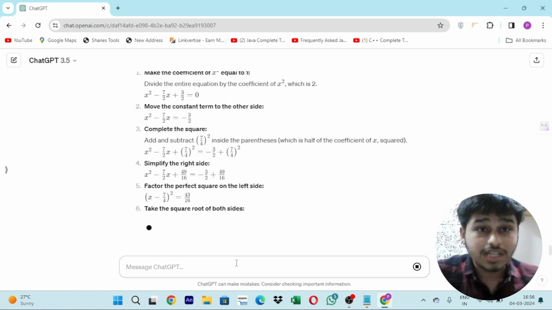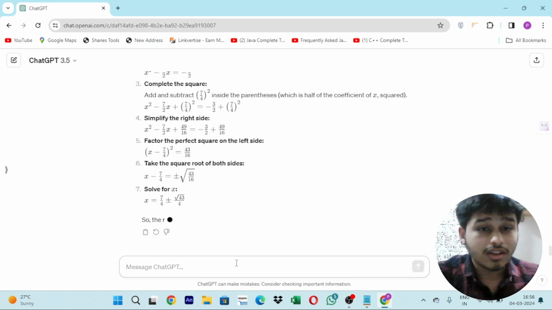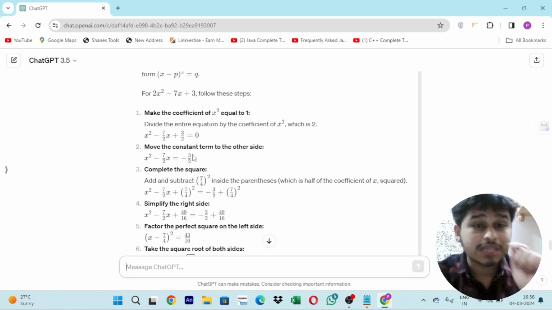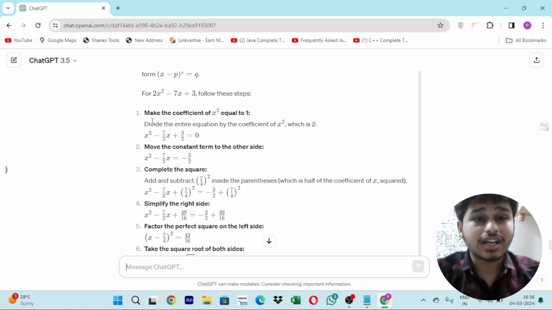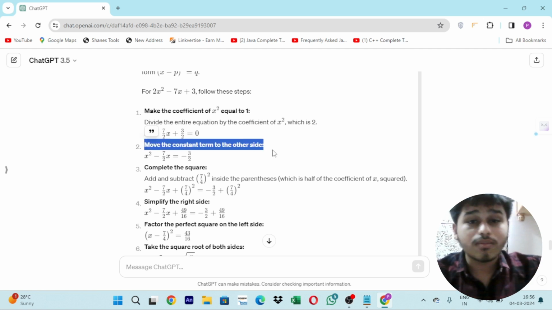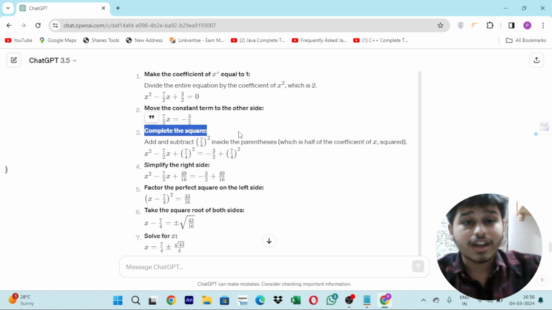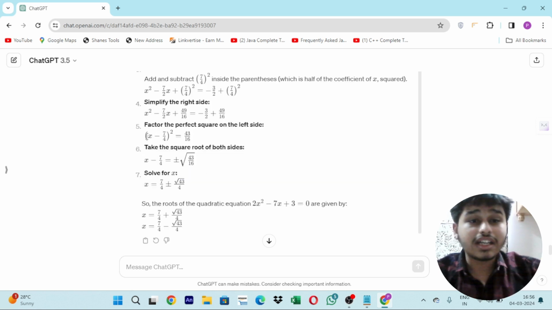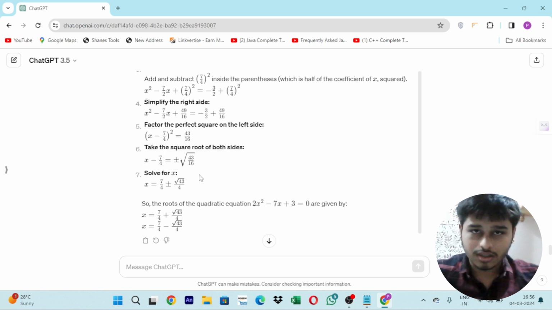Now ChatGPT is doing the calculation, and you can see it is explaining step by step how to do it. It is explaining every step deeply and briefly. Make the coefficient of x square equal to 1. Then move the constant term to the other side. Then complete the square. Then simplify the right side. Then factor the perfect square on the left side. Then take the square root on both sides. Then solve for x and you will get your answer.